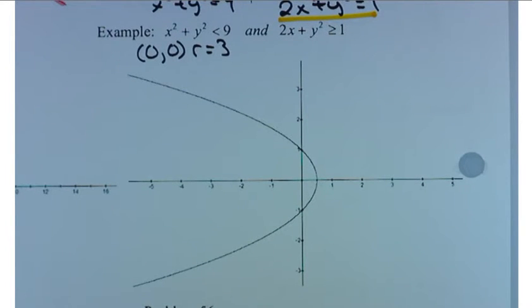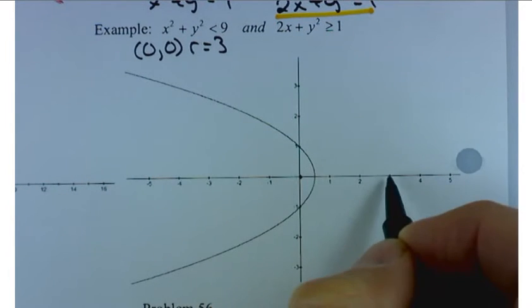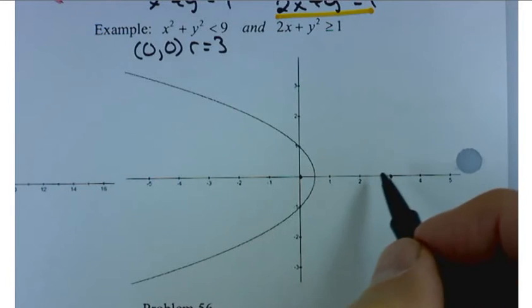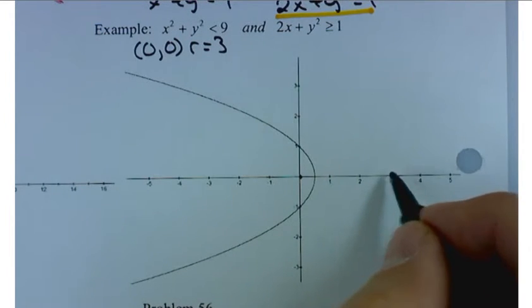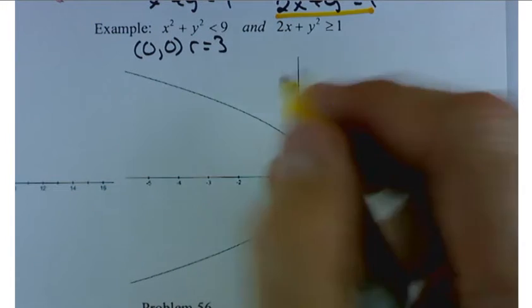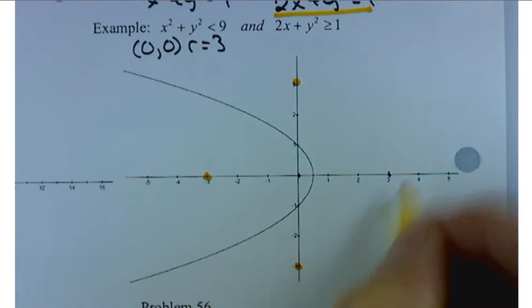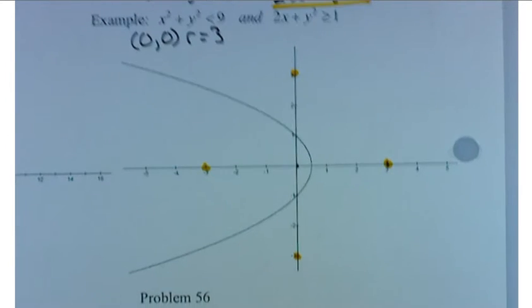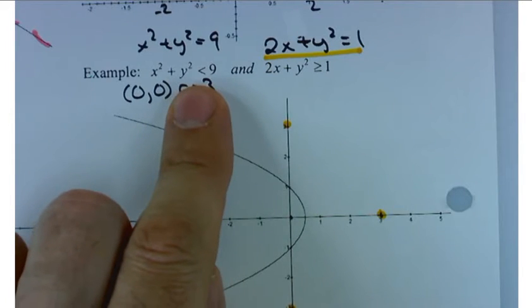Now, you might notice that the graph of the circle here is missing. So here's what I would suggest. Start out at the center, and let's draw the points of the compass: north, south, east, and west. Here, here, here, and here. Now, what kind of a line should I use to draw my circle? Dashed, because this is a less than.